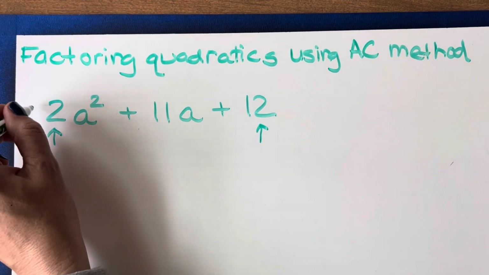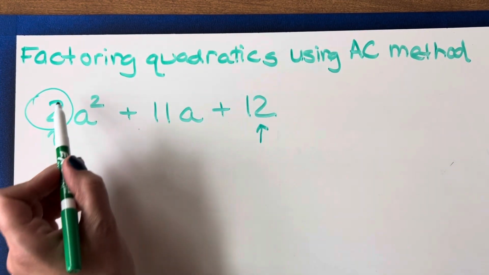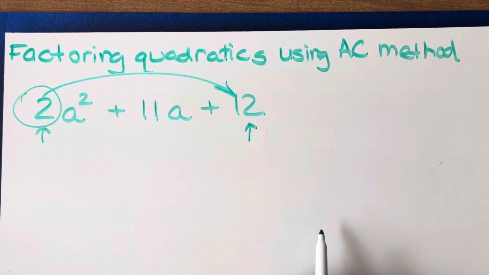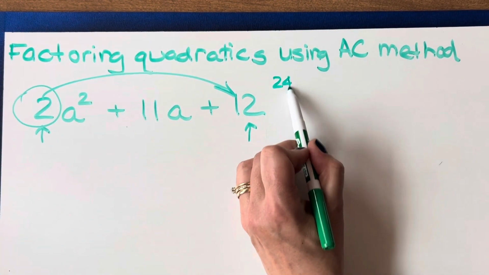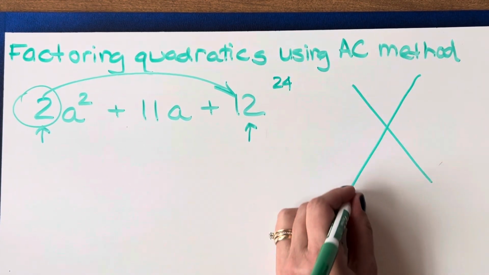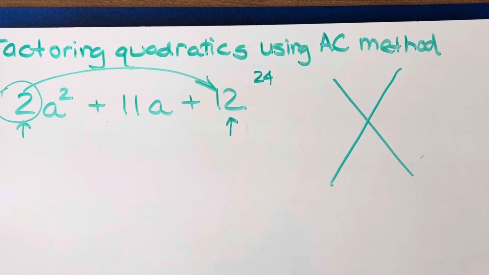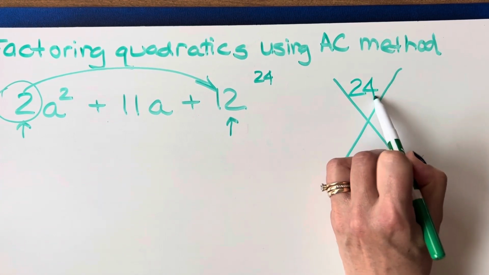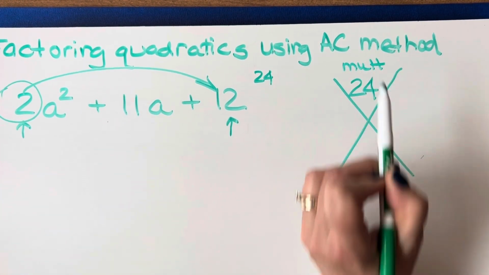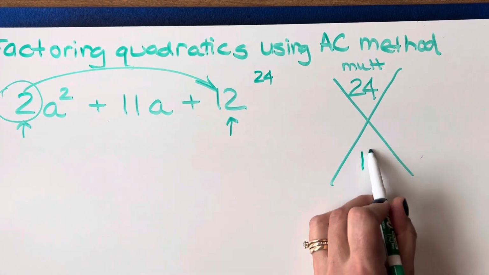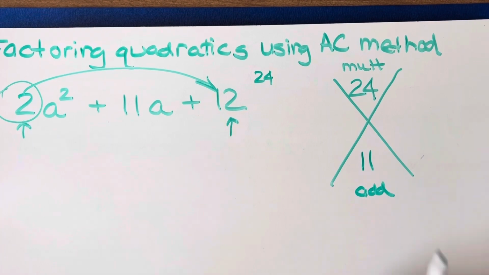So the first thing we do is we take the leading coefficient, which is 2, and multiply it by 12. And so now we have this 24 that we're considering. And when we find factors that will make our quadratic factorable, I need to have factors of 24, right? That means they multiply to 24. And I need them also to add up to 11.